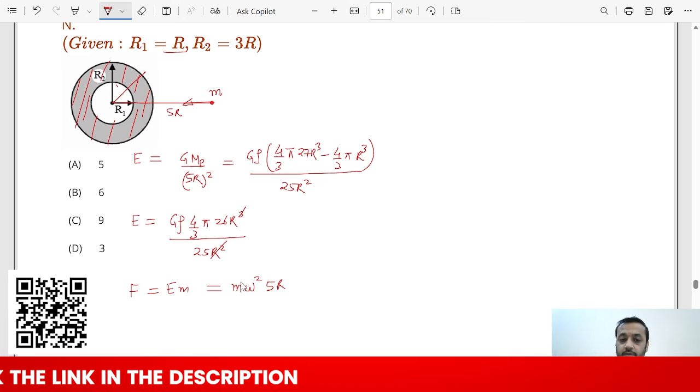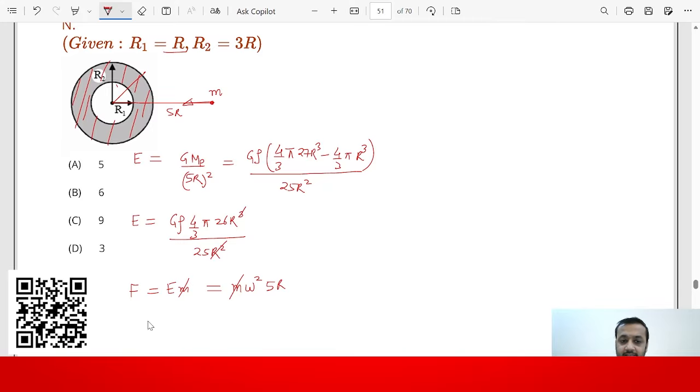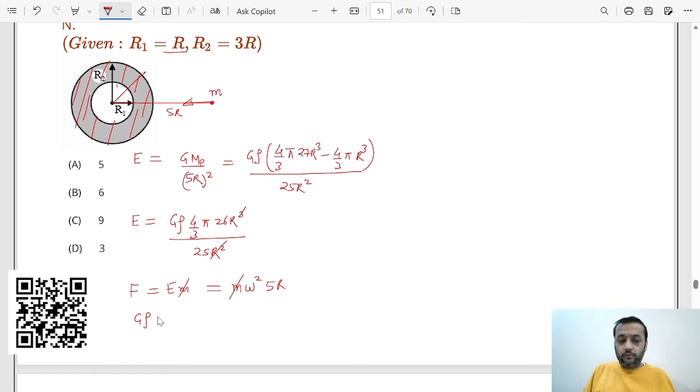Now from here m and m get cancelled, which means the value of the field can be written as G rho 4 by 3 pi into 26 r upon 25, which is equal to 5r into omega square. Now remember, omega is 2 pi f. Omega is the angular frequency of oscillations also, because for a constant angular velocity, it can be considered as angular frequency. So omega can be written as 2 pi f, and squaring it makes it 4 pi square f square.